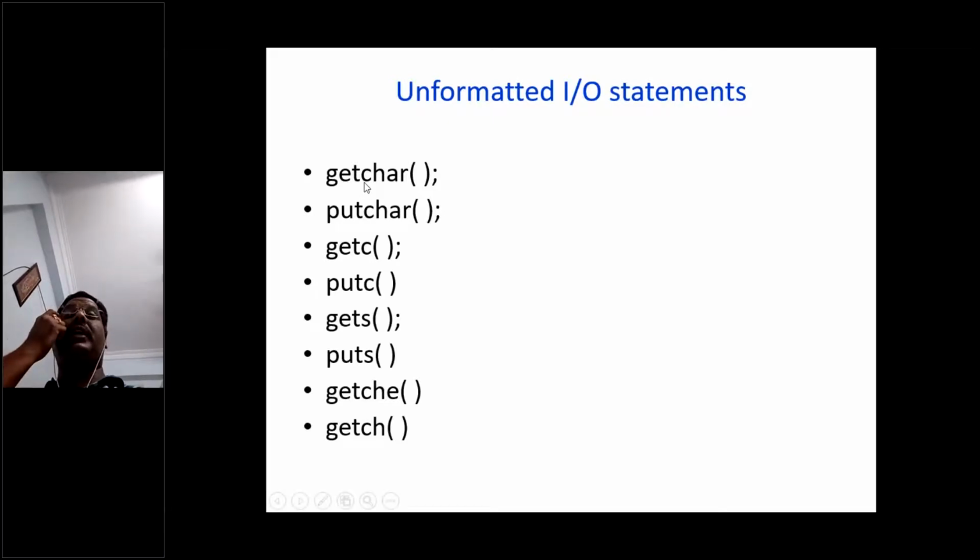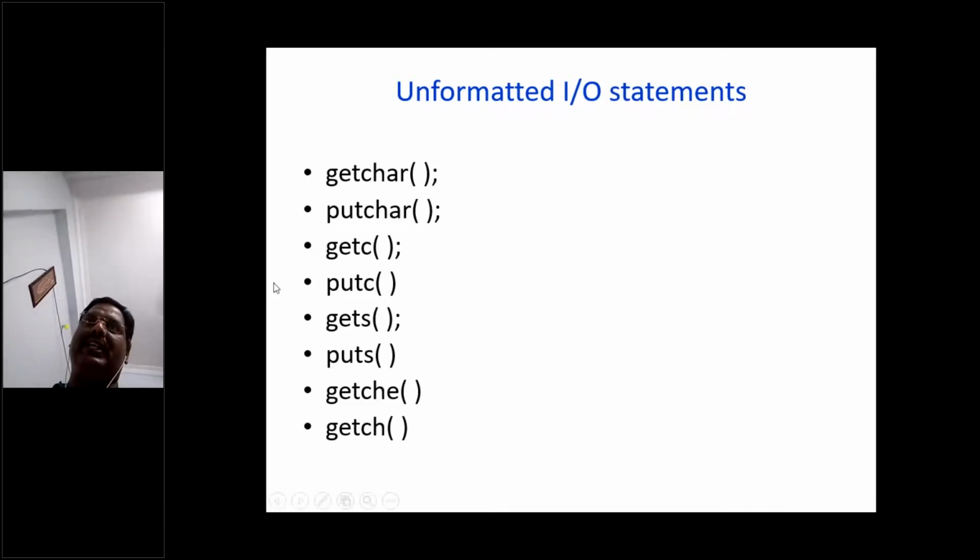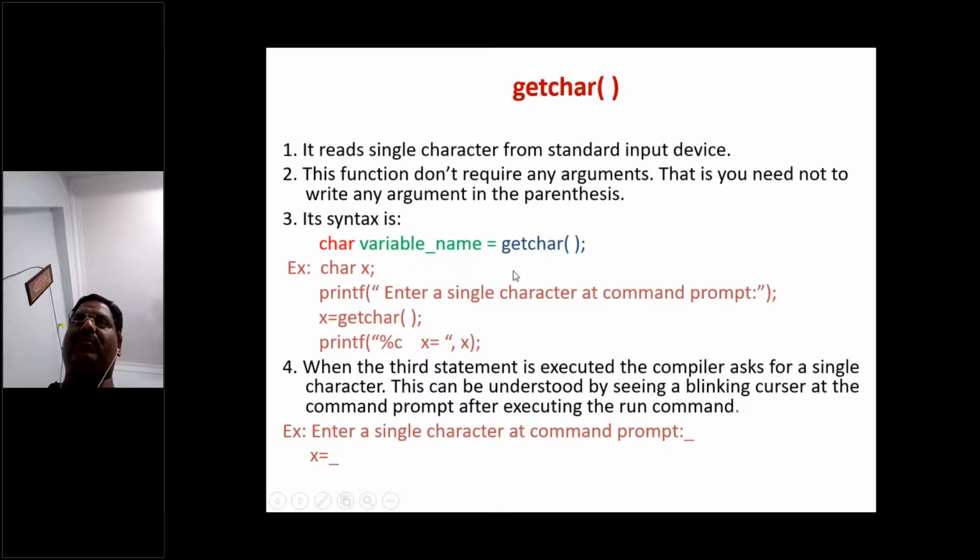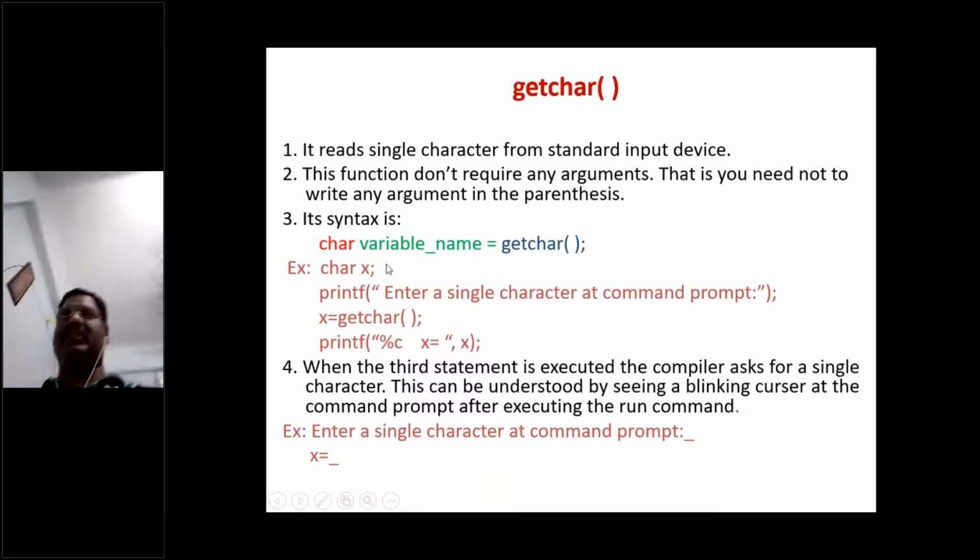So, unformatted input and output statements: getchar, putchar, getc, putc, gets, puts, getch and getche. The first thing here is getchar. getchar is the function which can read a single value from the keyboard, the standard input device. The first syntax we can see here is char variable name equal to getchar.